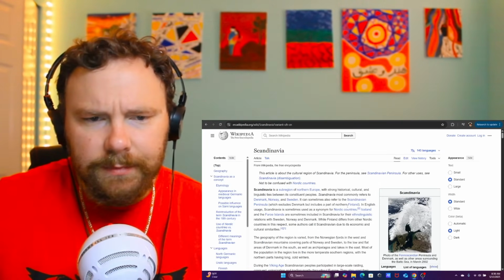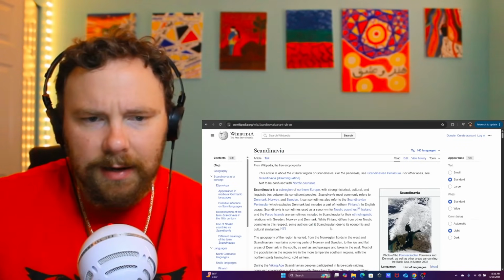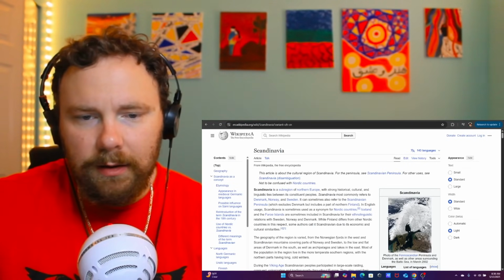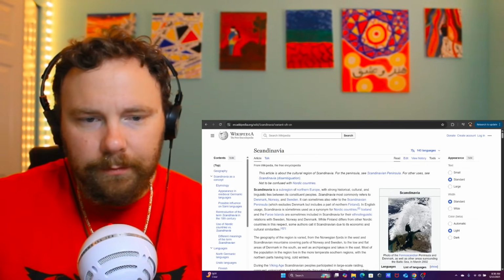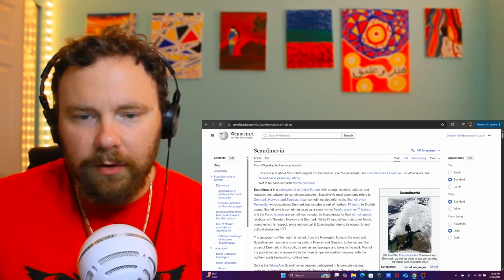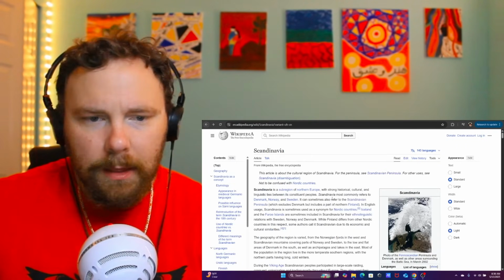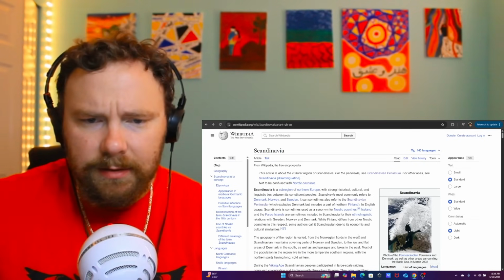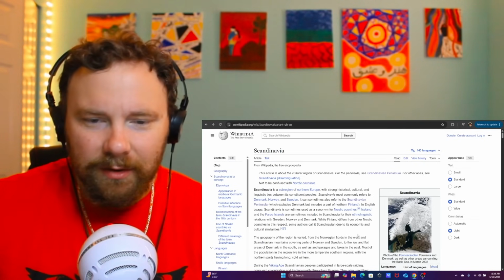Scandinavia, sub-region of Northern Europe with strong historical, cultural, and linguistic ties between its constituent peoples. Yeah, this one does say most commonly referring to Denmark, Norway, and Sweden. You can also refer to the Scandinavian peninsula, which excludes Denmark but includes a part of northern Finland. Scandinavia is sometimes used as a synonym for Nordic countries. Right, the Nordics.